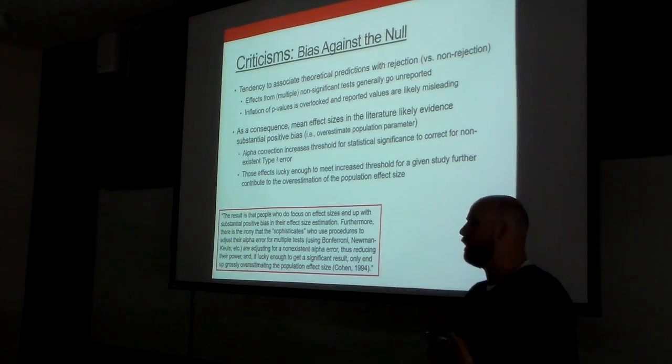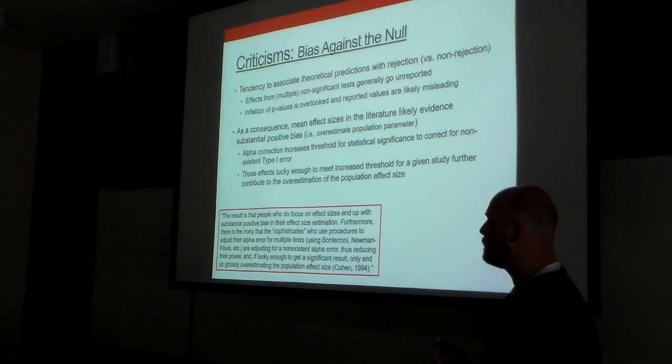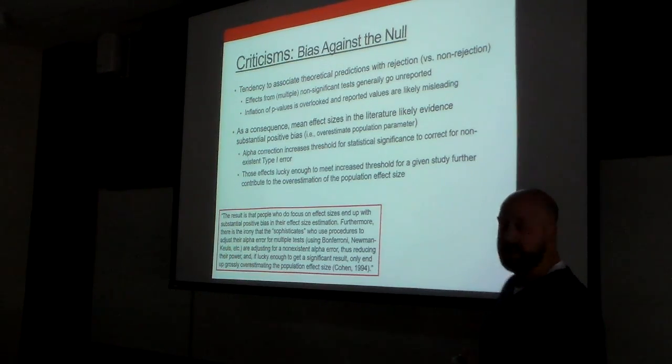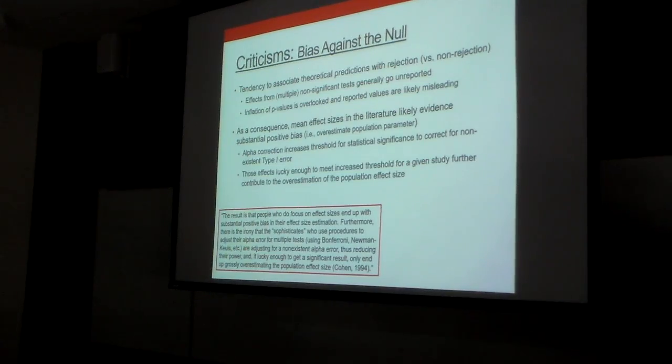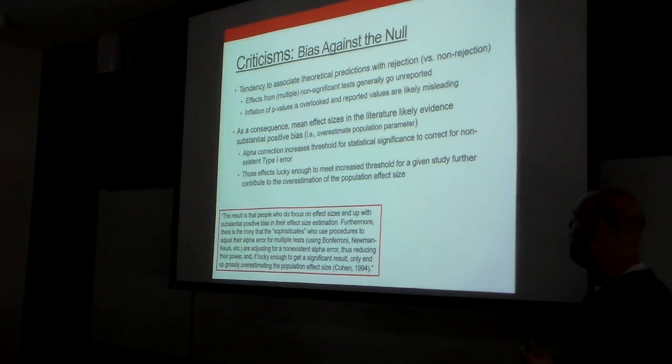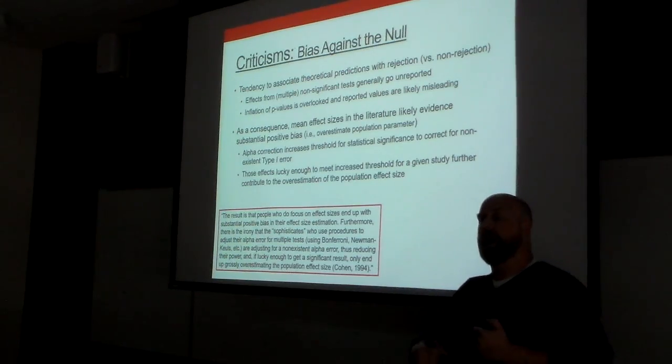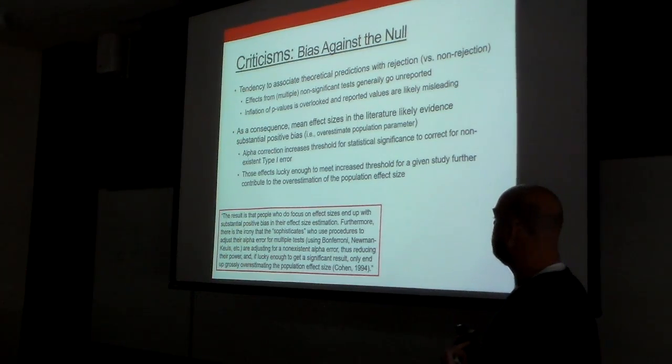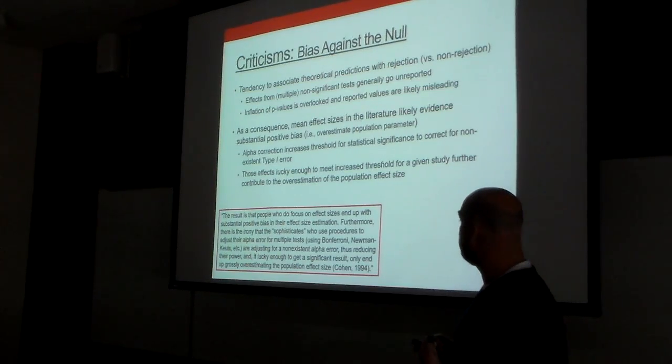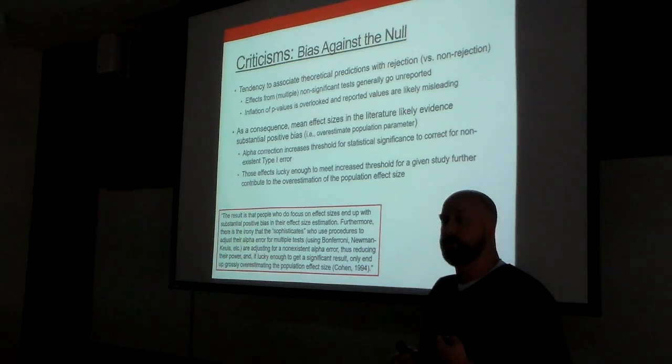So Amanda, you asked, well, why don't we just crank down our alpha so that we're super sure? Well, we can do that, but then things that are probably more reasonable estimates of our effect aren't going to reach statistical significance. Only the stuff that is weird happens to exceed the extreme threshold we've set, adding to the bias in the literature. So those lucky enough to meet the increased threshold for a given study further contribute to overestimating the population effect size.